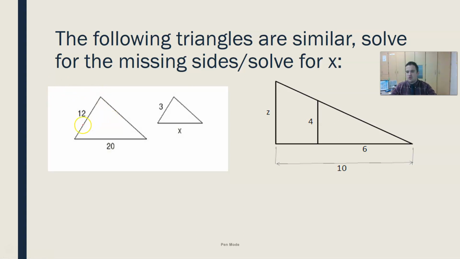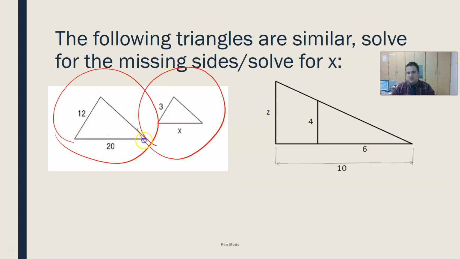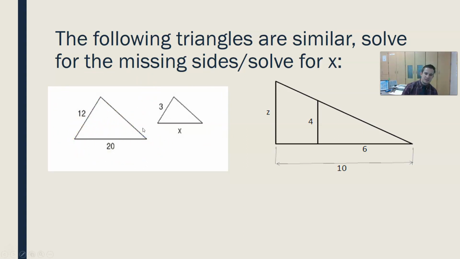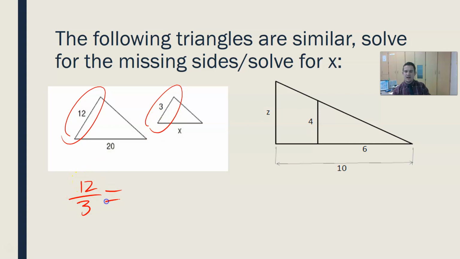So I have these two triangles right here, and I'm saying that those two triangles are similar, which means that the ratios of their corresponding sides are equal, or the fractions of their corresponding sides are equal. Well, this side corresponds to this side. So 12 over 3 has to be equal to this side divided by this side, or 20 divided by x.